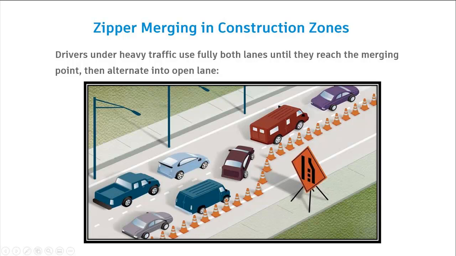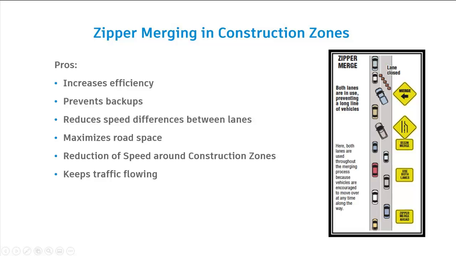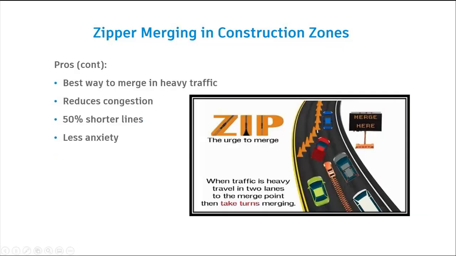Now we will study zipper merging behavior in construction zones. Zipper merging allows drivers to use fully both lanes until they reach the merging point and then alternate into the open lane. Zipper merging increases efficiency, prevents backups, reduces speed differences between lanes, maximizes road space, reduces speed around construction zones, keeps traffic flowing, reduces congestion and yields to less anxiety in drivers.